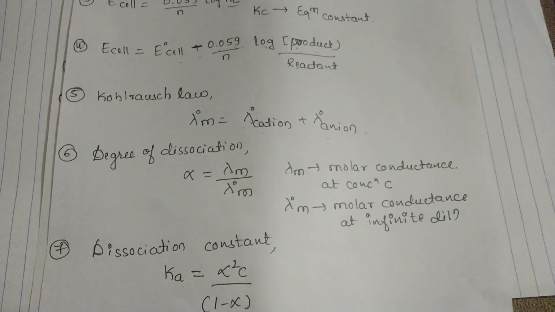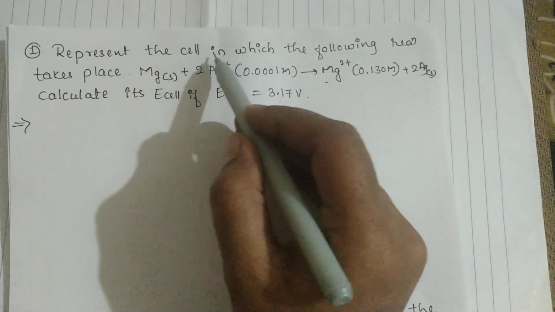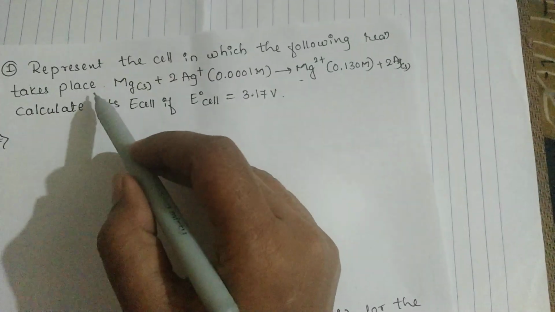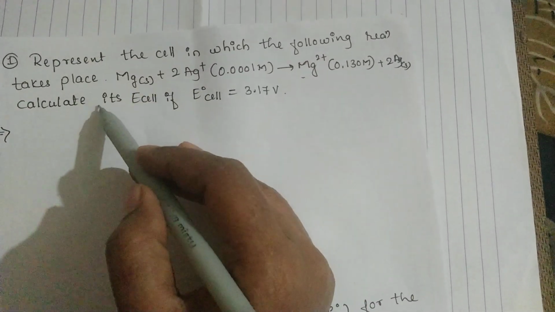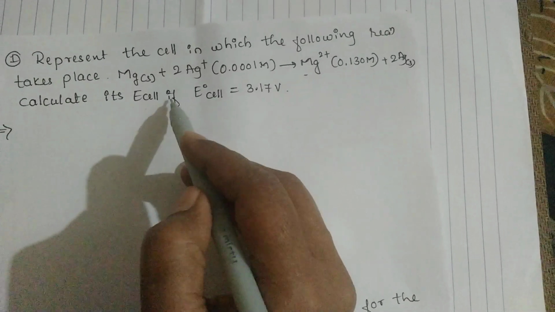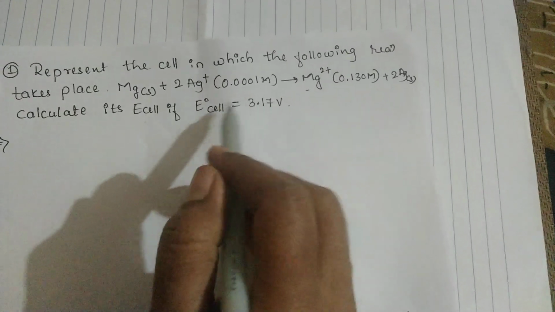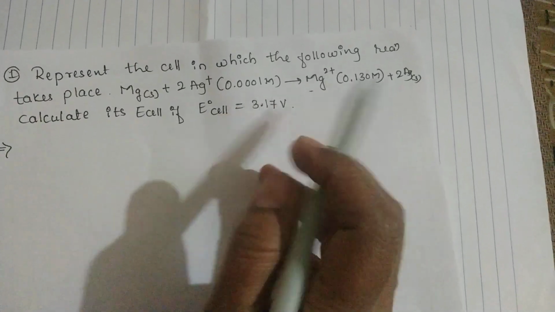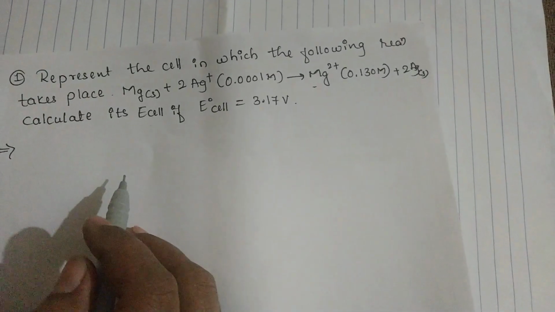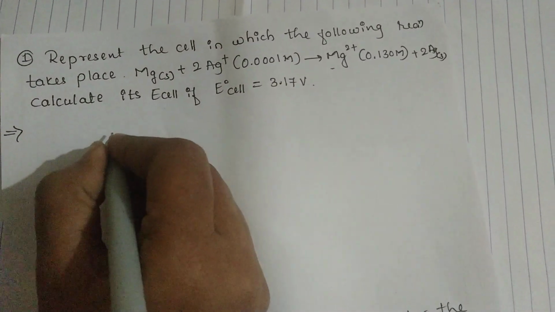So now let us solve some problems on these formulas. The first one is: represent the cell in which the following reaction takes place, and calculate its E cell if E0 cell is equal to 3.17 volt. Here the E0 cell is given, and they have given the values for anode and cathode. First we have to represent the cell.